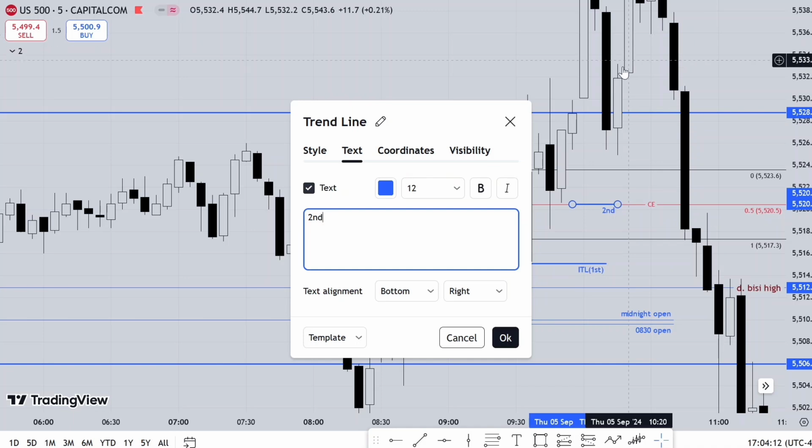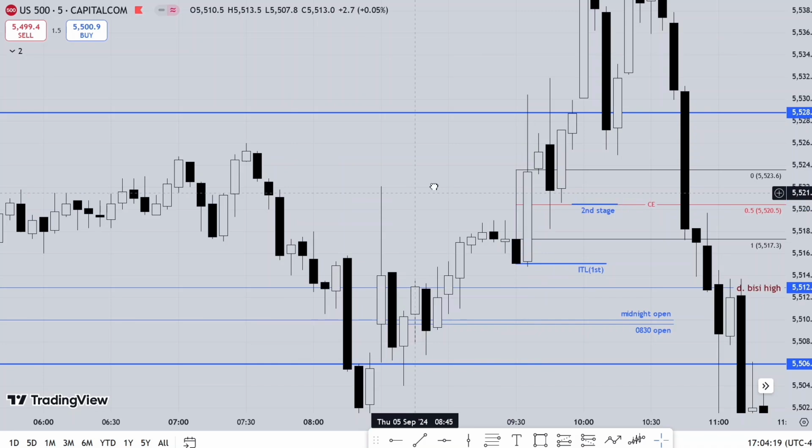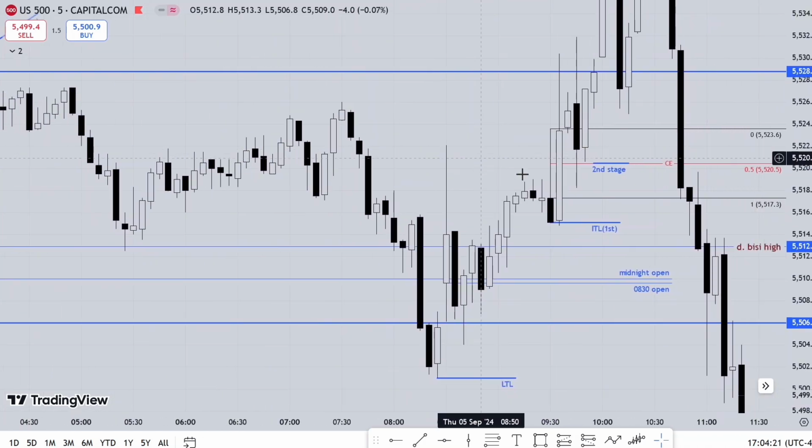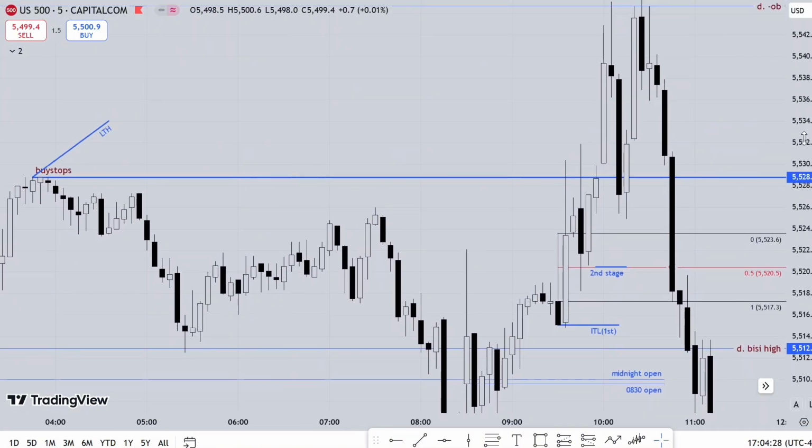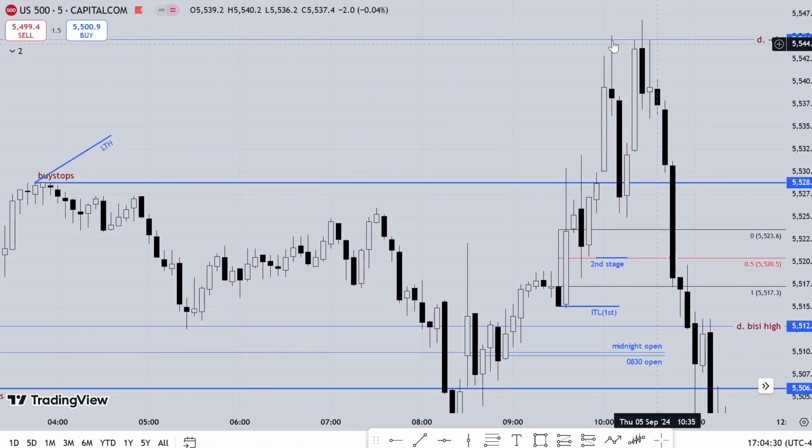So here you have the second stage reaccumulation of this market maker buy model, targeting these buy stops resting here, and also ultimately this daily bearish order block. Like I said earlier, you do not need price to get to your daily order block for you to be profitable, for you to take something off.